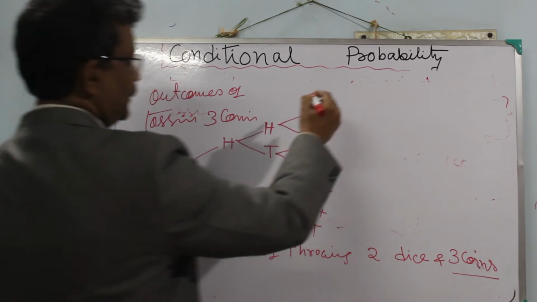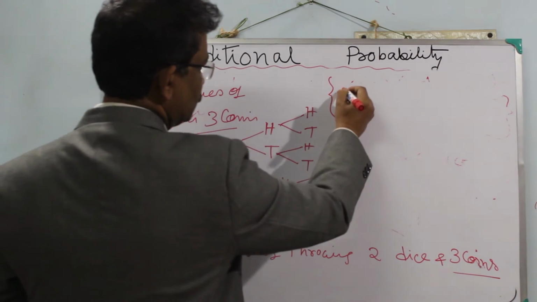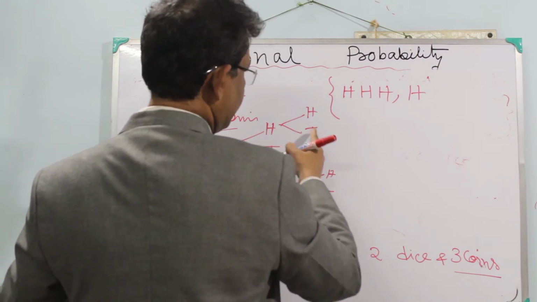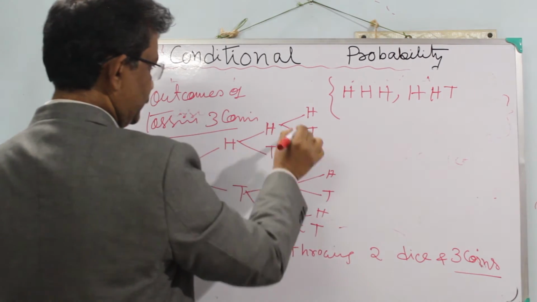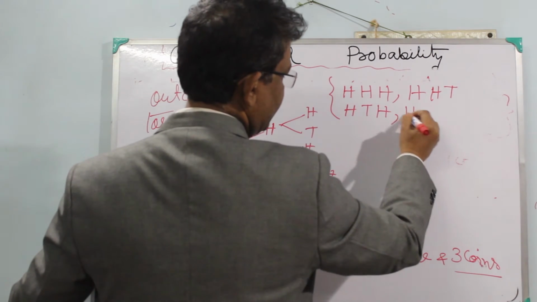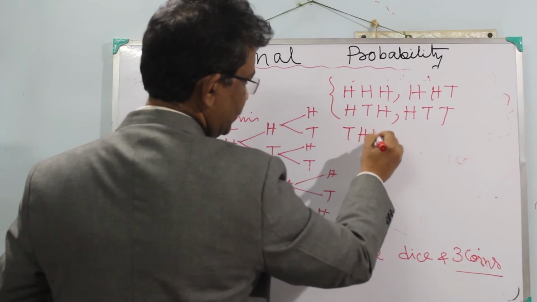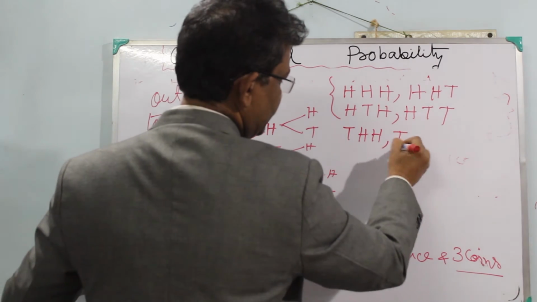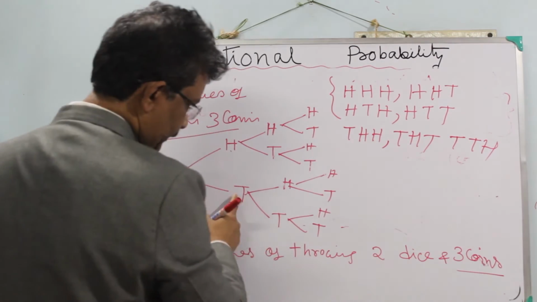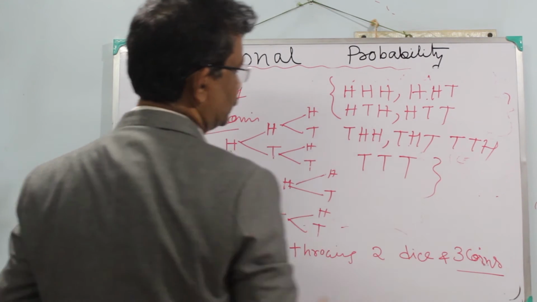And now if I represent these outcomes, in tossing 3 coins, the outcomes would be head head head, head head tail, head tail head, head tail tail, tail head head, tail head tail, tail tail head, and tail tail tail. 2, 4, 6, 8. So total 8 outcomes.